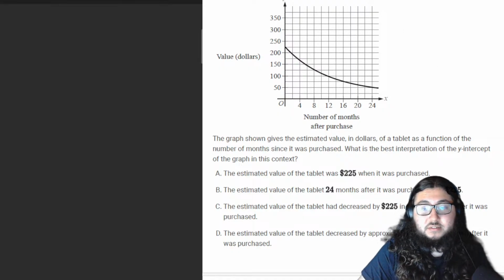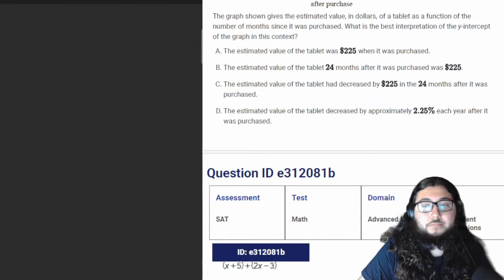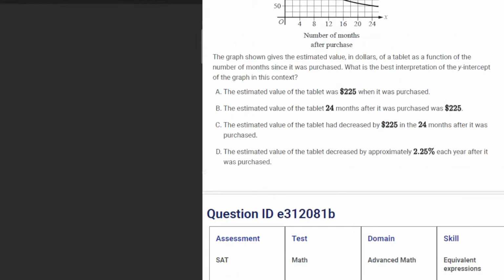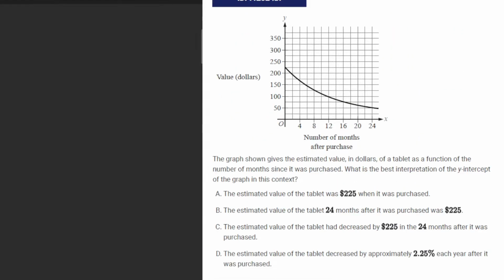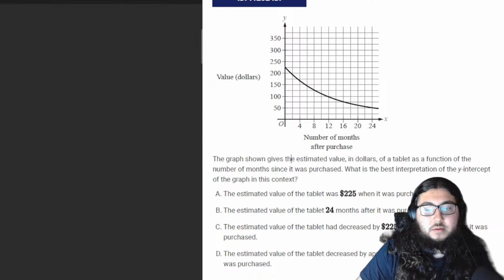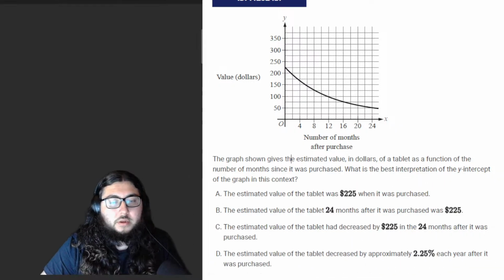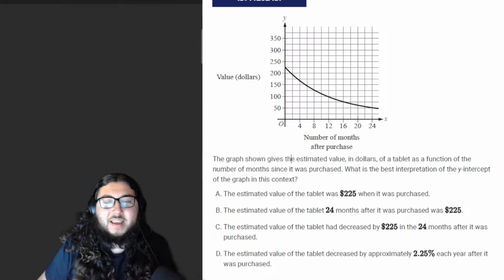Now I realize you can't see the answer choices, so I'll scroll down. In fact, I might just disappear my webcam for a second so you can see the question and the chart and the answer choices all at once. Matter of fact, let's move the webcam over some. There we go. I'm over here now.